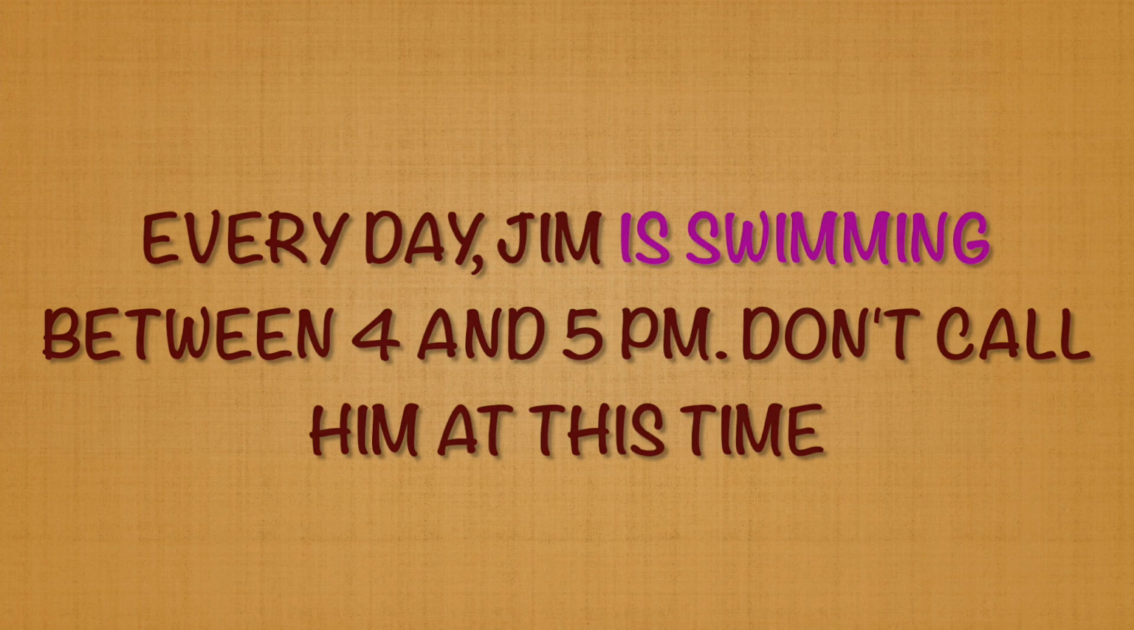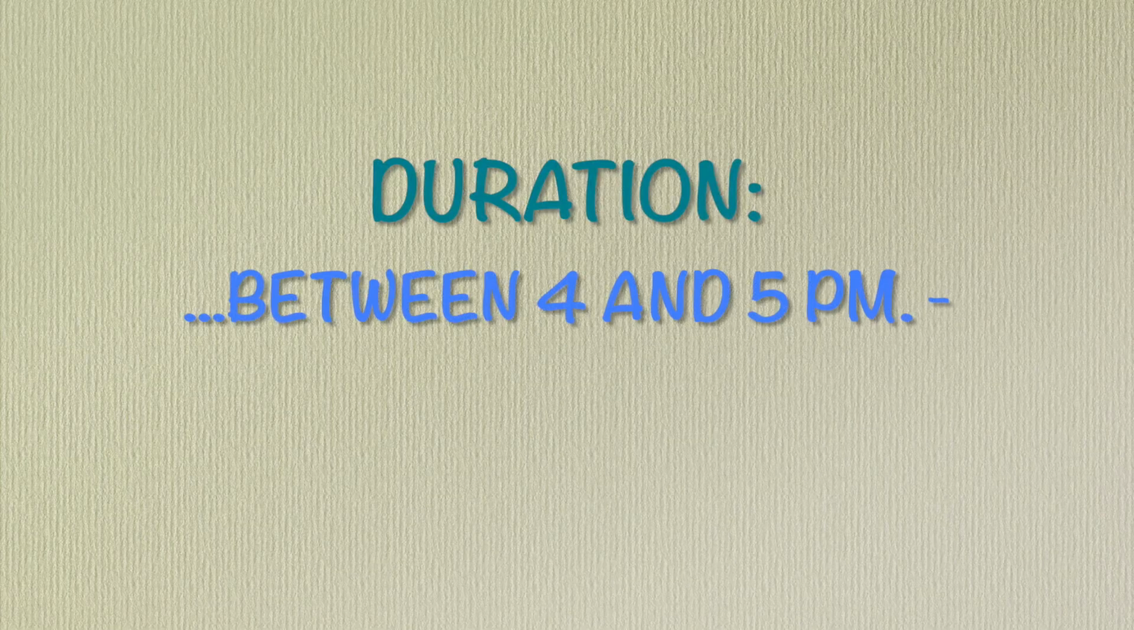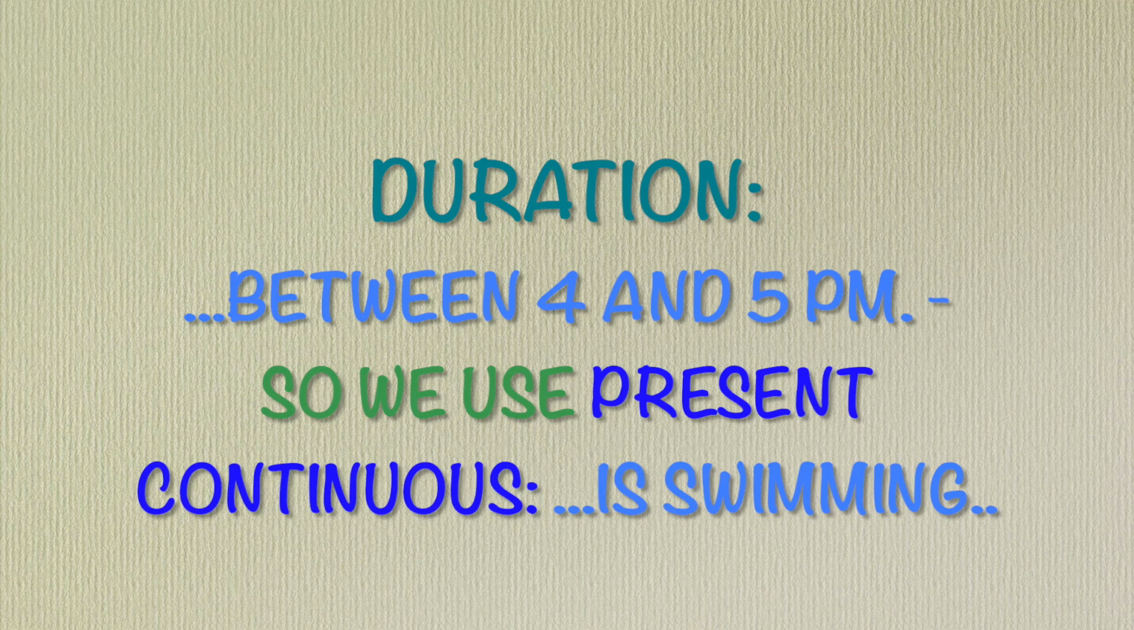In this sentence, we have a duration. For 1 hour between 4 and 5, Jim is swimming. So the action is continuing during 1 hour. Because of that, we're warning someone not to call him at this time. So we're using present continuous tense. Jim is swimming to show a duration, to describe an action that is taking place during some specific period of time, for 1 hour in our case.